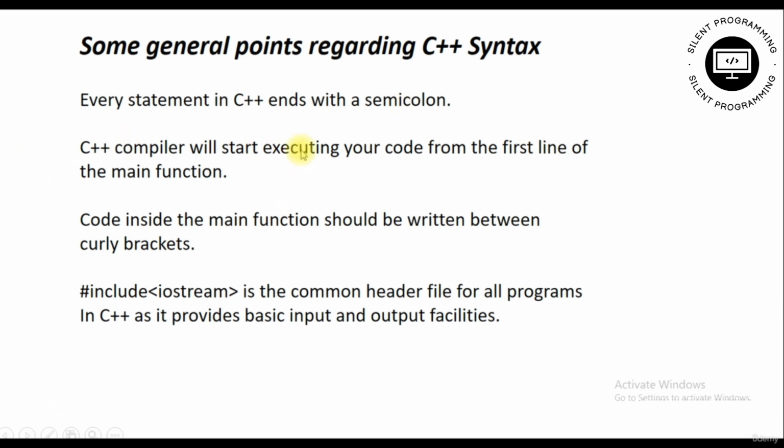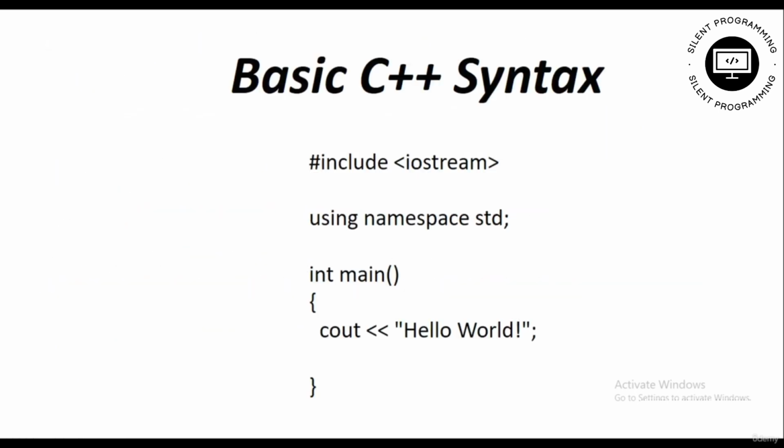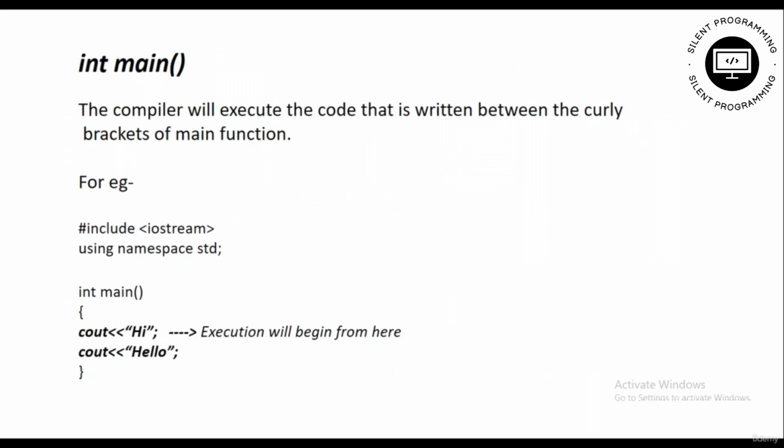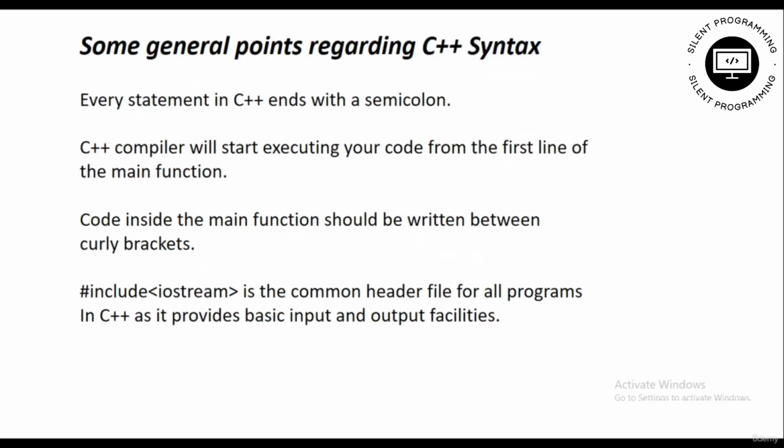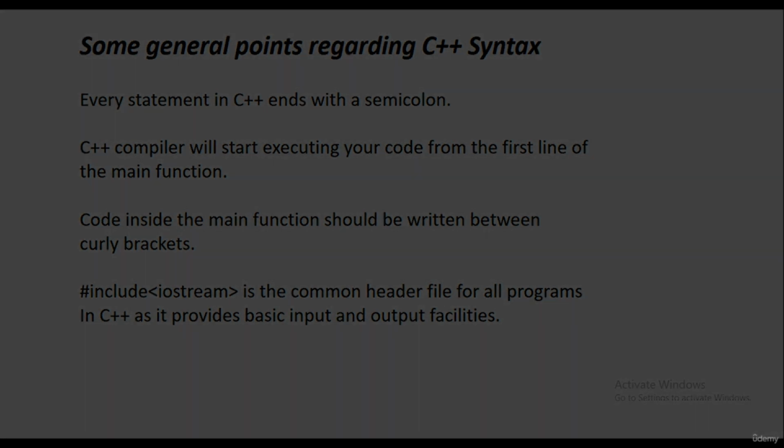The next important point to remember is that the C++ compiler will start executing your code from the first line of the main function. Code inside the main function should be written between curly brackets. See here, after you write int main and the brackets, you have to open a curly bracket and you have to also close that curly bracket. The lines written between these two curly brackets will be executed in that order by the compiler. This is also important, you should remember this. And the most important thing is always remember to include the iostream header file at the start of your program.